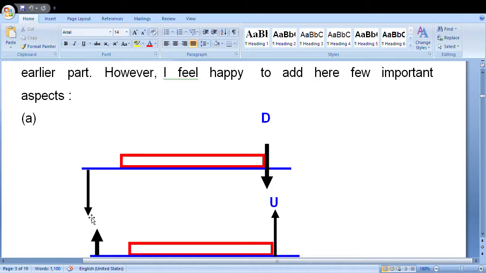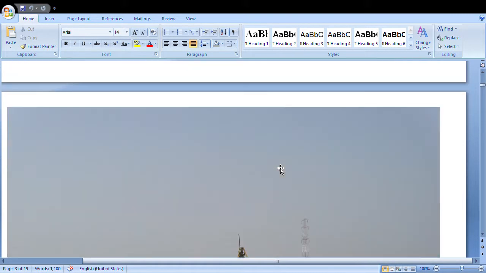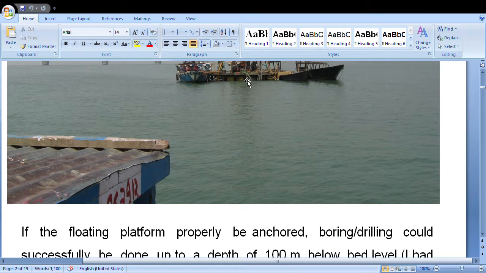To balance this, in the other case, when we withdraw the casing pipes and drill rods, etc., we will be pulling the drill rod. The front side of the drilling platform will be going down, and the back side will be coming up. These are the resultant forces. So in such cases, on the front side, we have to provide some additional support of buoyant weight. Three to four empty steel barrels are sufficient.